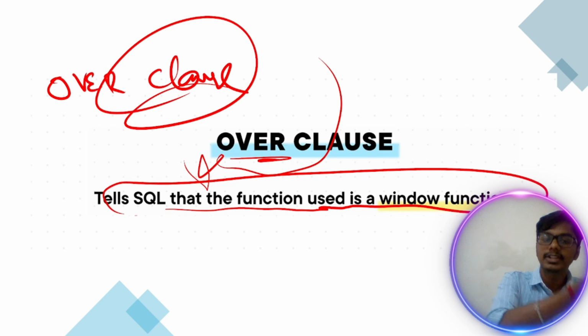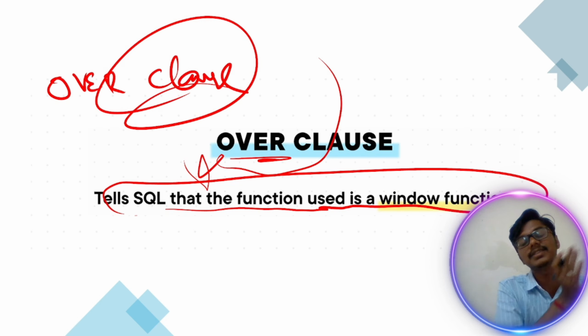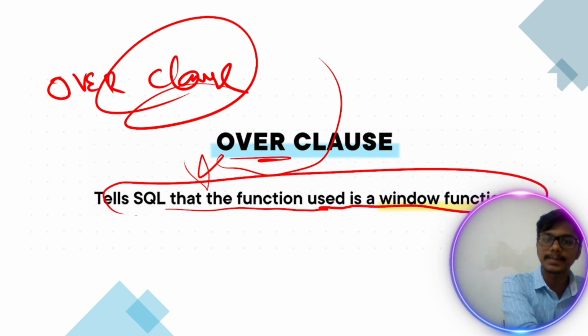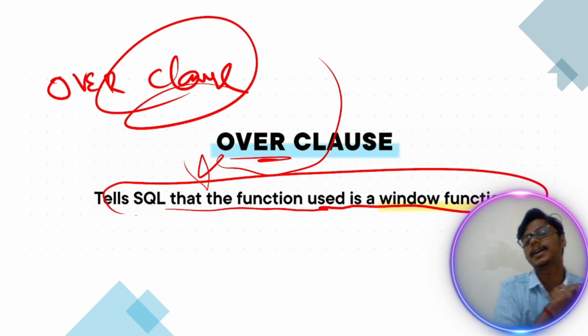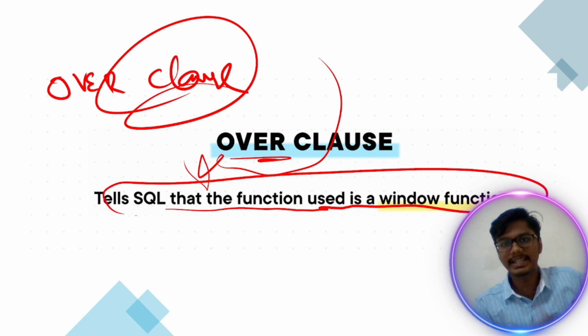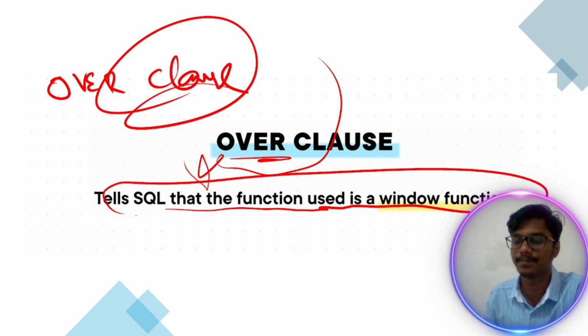Go and perform the window calculation like the OVER clause. After giving the OVER clause only, SQL knows it is a window function. We want to do a calculation on a subset of the data. Otherwise, SQL considers it as an aggregation function. So that's where the OVER clause comes into the picture, right?